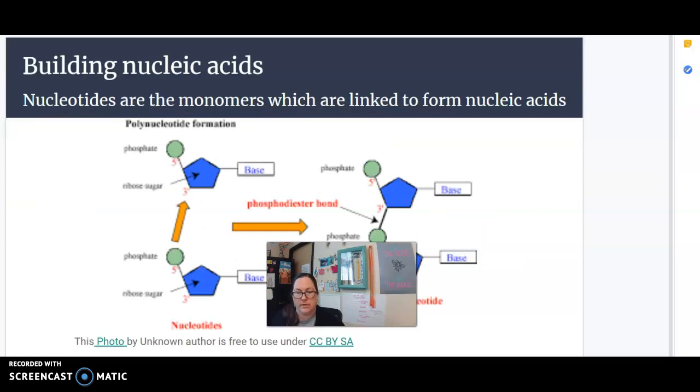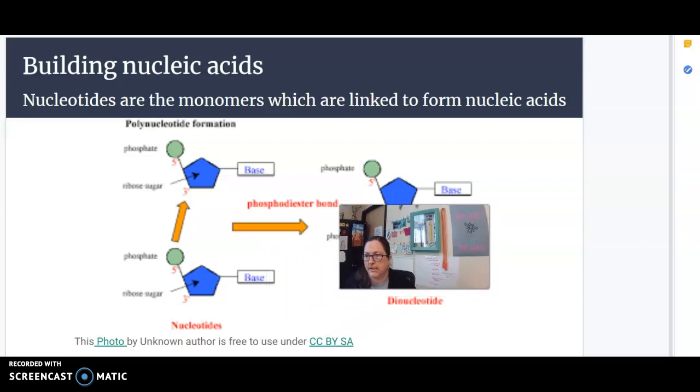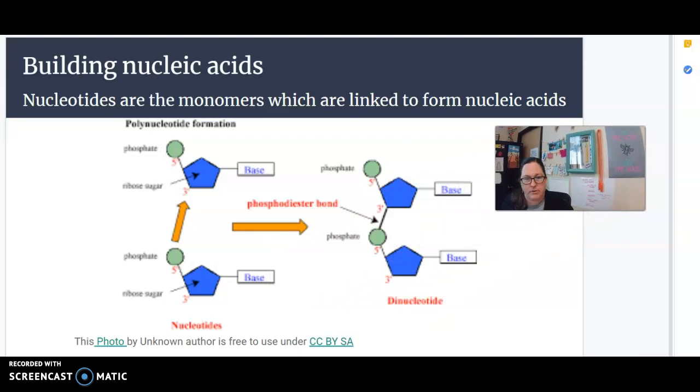Next, we have the nucleic acids. And nucleic acids also use dehydration synthesis. So you take a hydrogen off of one monomer and an OH group off the other one. Together they make water, and here we're showing two nucleotides joining to form the beginning of a nucleic acid, or a dinucleotide.